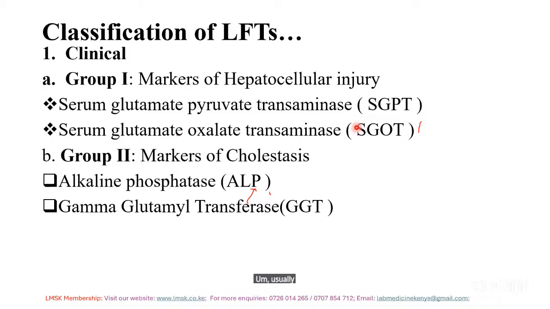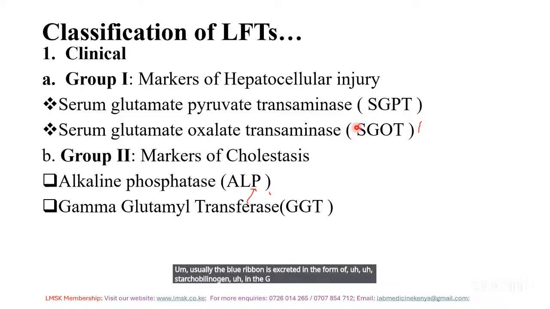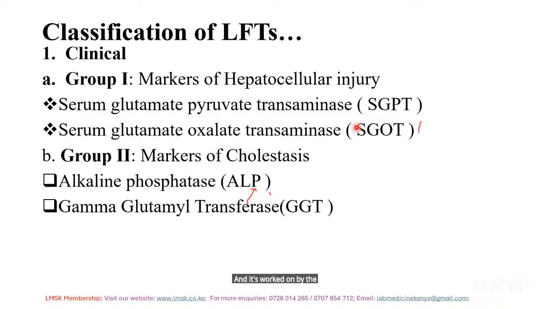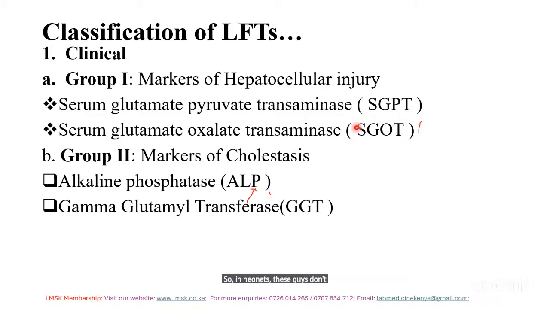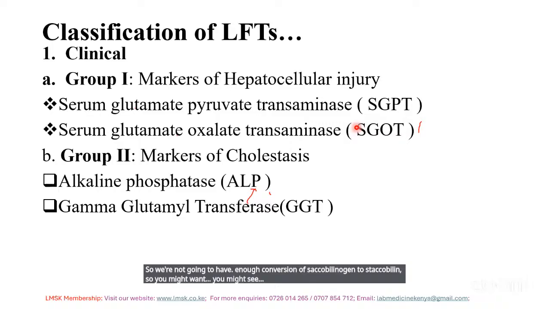Usually the bilirubin is secreted in the form of stercobilinogen in the GIT, and it's worked on by the GIT microbiome, the normal flora of the GIT, to convert it to stercobilin that will be forming the yellow color in stool. In neonates, these guys don't have a formed microbiome of the GIT, so we're not going to have enough conversion of stercobilinogen to stercobilin. So you might see the greenish appearance in the stool of these particular neonates.